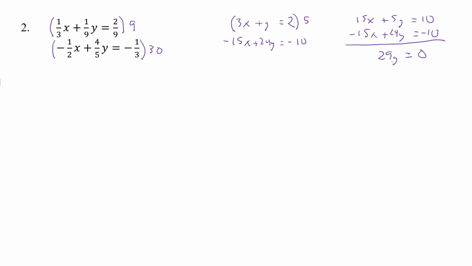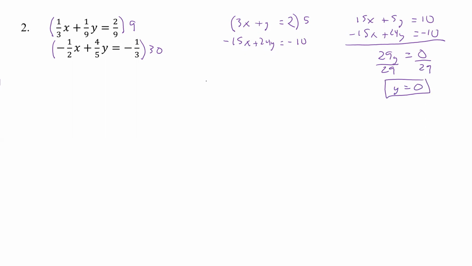Now notice we can still solve for y. So this is not no solution because we still have a variable here. If we would have had 29 equals 0, then it would be no solution. But we have 29y equals 0. So if we divide by 29, we get y equals 0. So that is part of the solution.